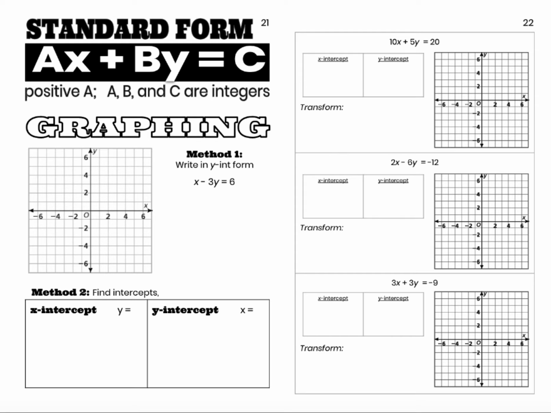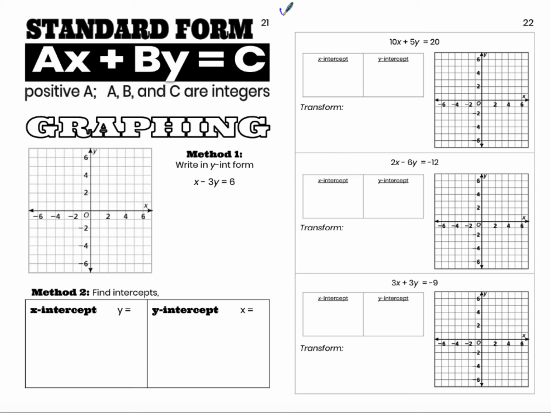On pages 21 and 22 of our Unit 2 notes, we are looking at our third form of a linear equation, which is called standard form. Standard form is an equation written as ax plus by equals c, where all of these coefficients, a, b, and c, are integers, meaning not fractions, and a has to be positive.